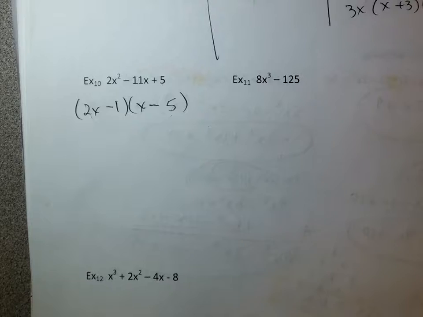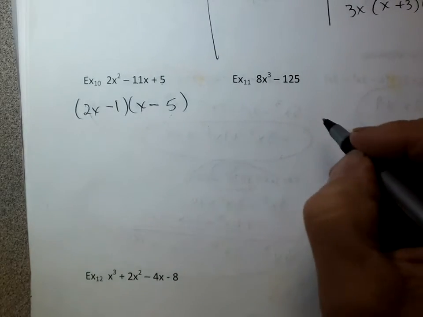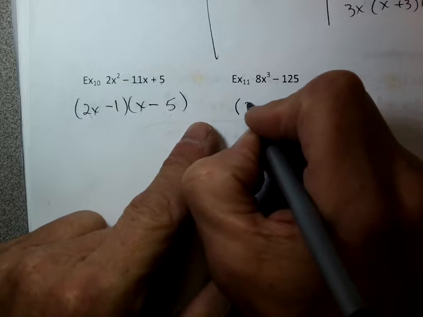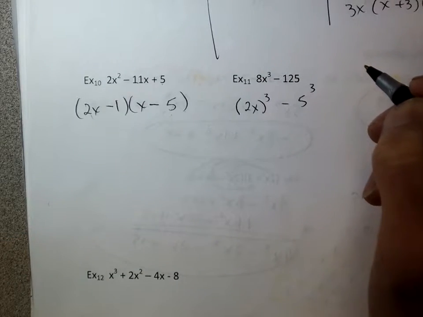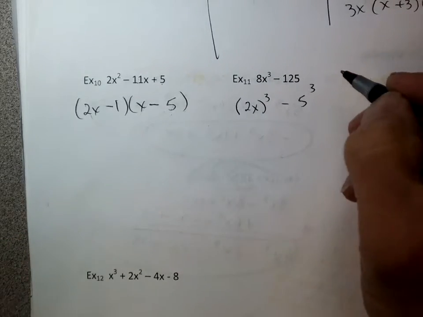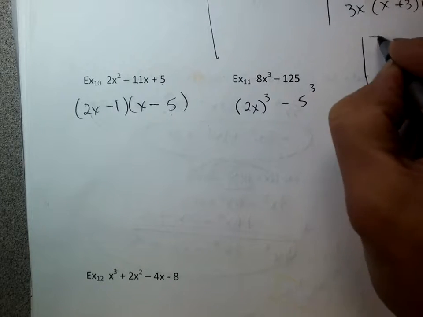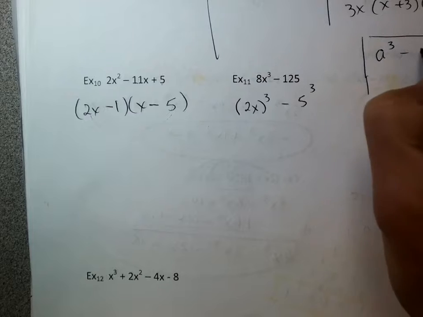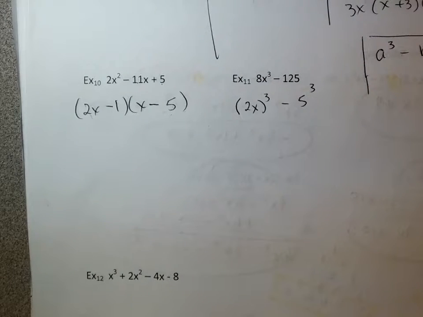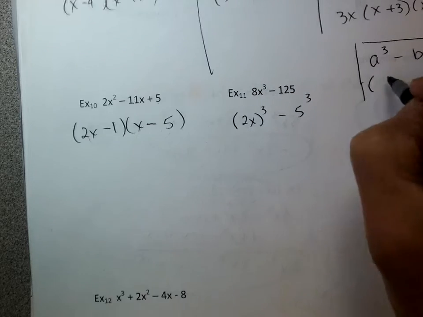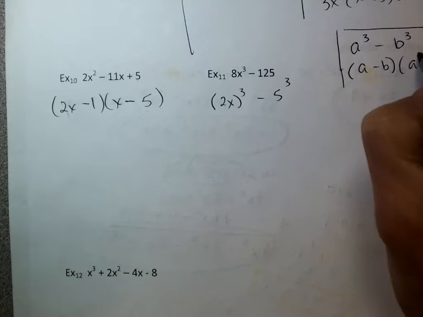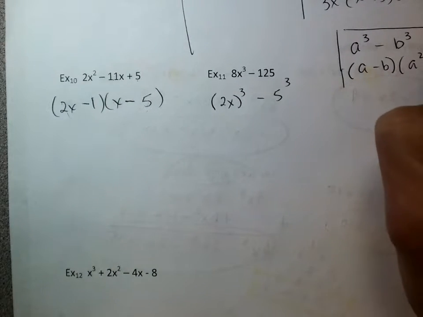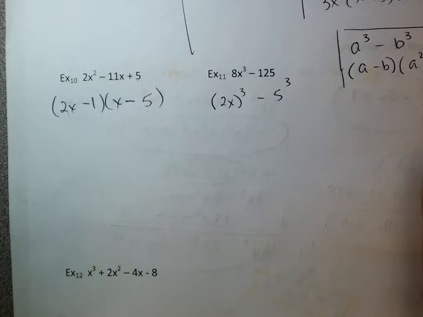All right, example 11. This is the one we talked about yesterday. Before we do anything, let me rewrite this as a 2x cubed minus a 5 cubed. That's yesterday's rule, and hopefully that's up on the board. If you have an a cubed minus b cubed, it's the difference of two cubes and factors into a minus b times a squared plus ab plus b squared. Of course, that's up on the board so that we can see.